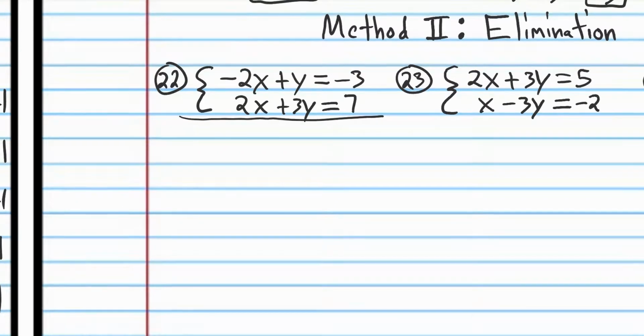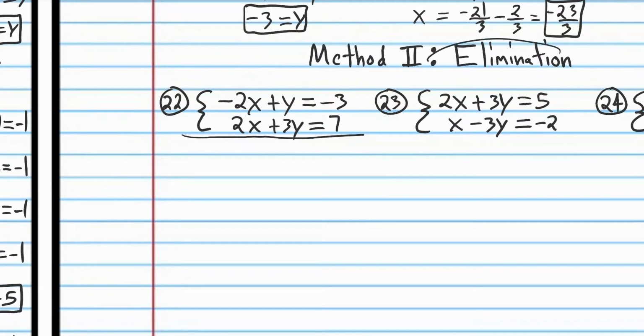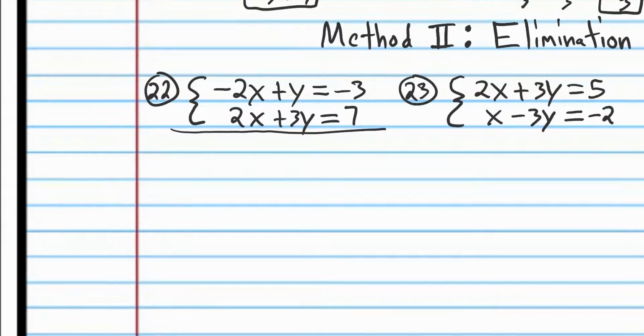And so negative 2x plus 2x, they just eliminate. They go away. That's where the word elimination comes from. That's why this works, is because negative 2x plus 2x is just 0x. But you don't have to write the 0x.